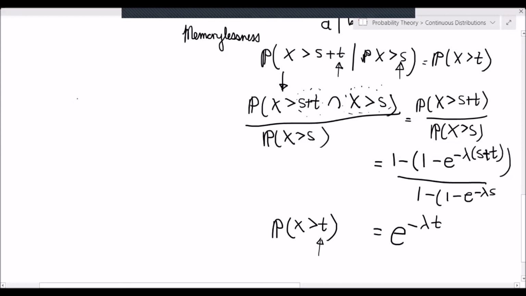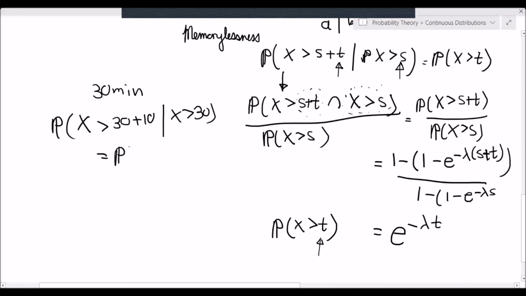If you go shopping with her, let's say we've waited already for half an hour, 30 minutes. What's the probability that our waiting time is going to be greater than 30 plus 10 minutes, given we have waited already for 30 minutes? This is simply going to be equal to the probability that we are going to have to wait for her for more than 10 minutes. This is what it essentially boils down to.